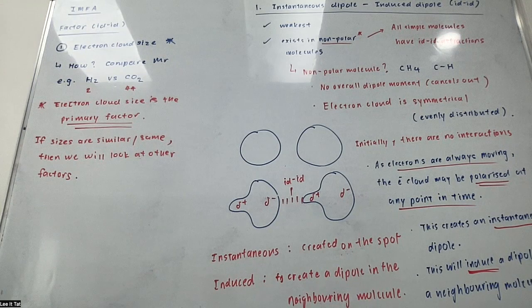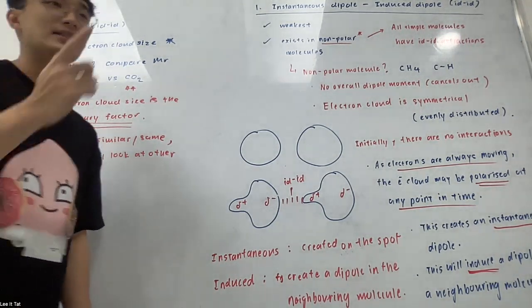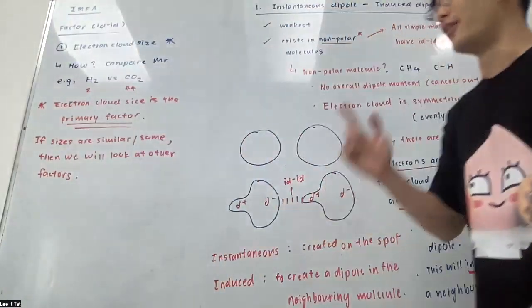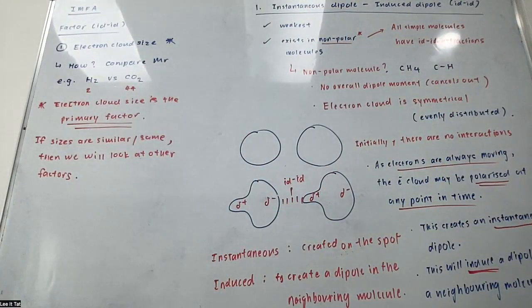But for now, let me just reiterate this point. Electron cloud size is the number one thing that should appear in your head when you're asked to compare the strength of the ID attractors.